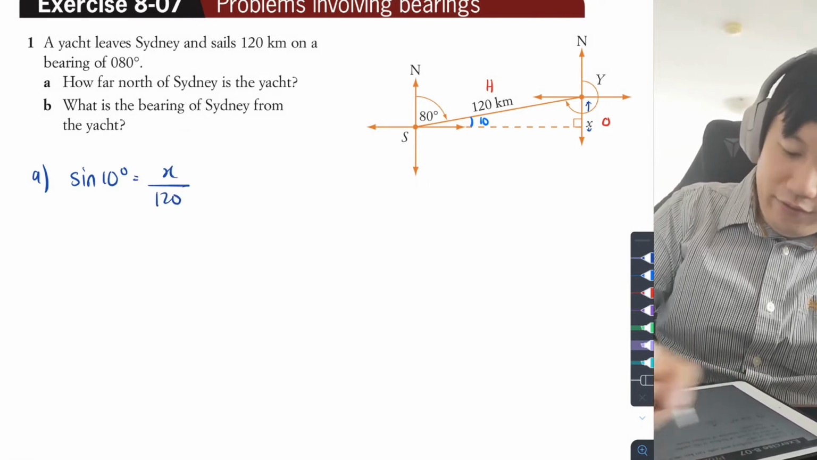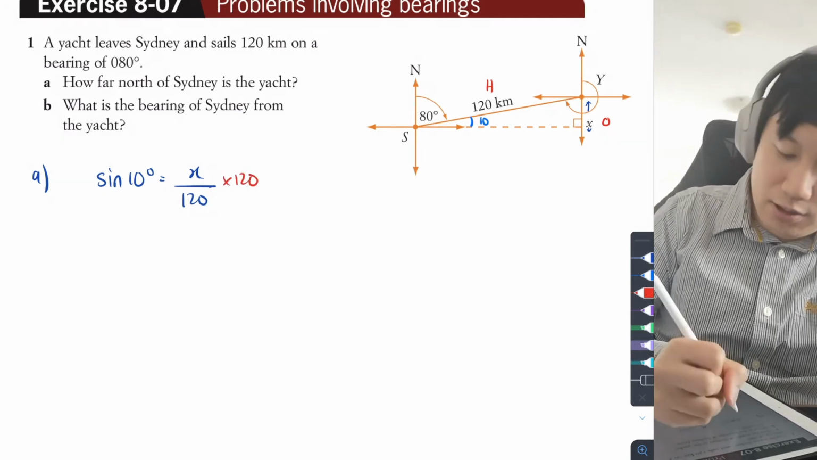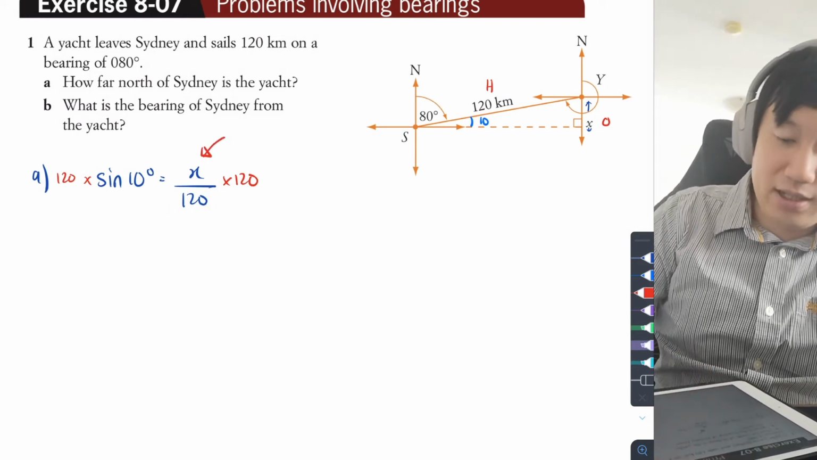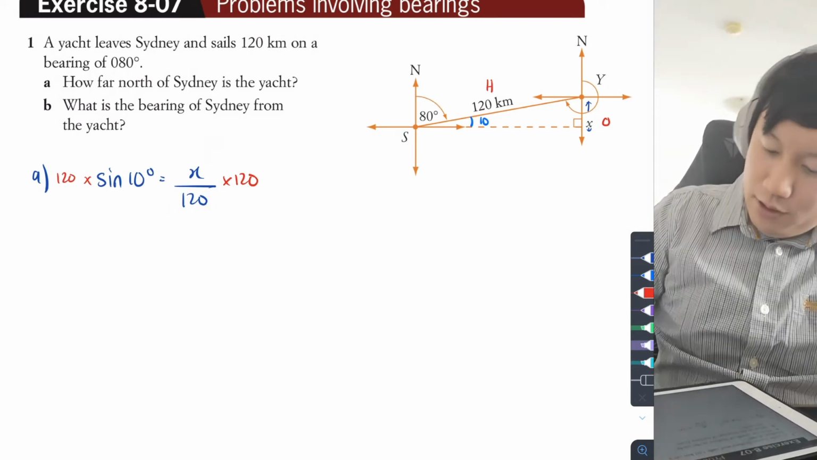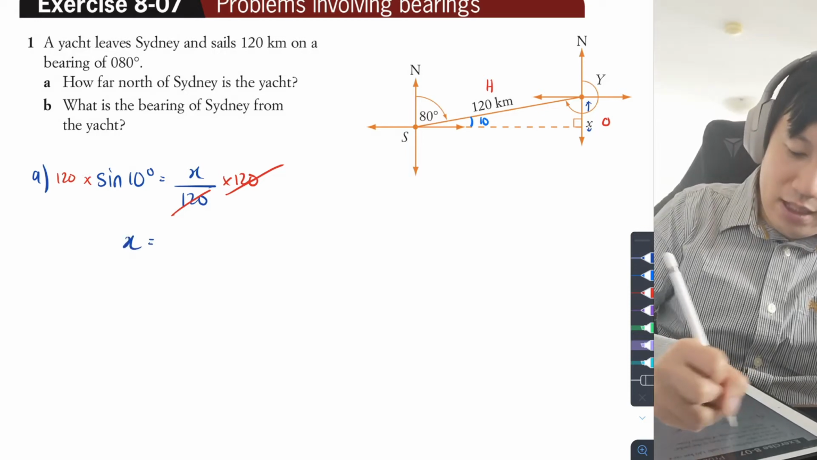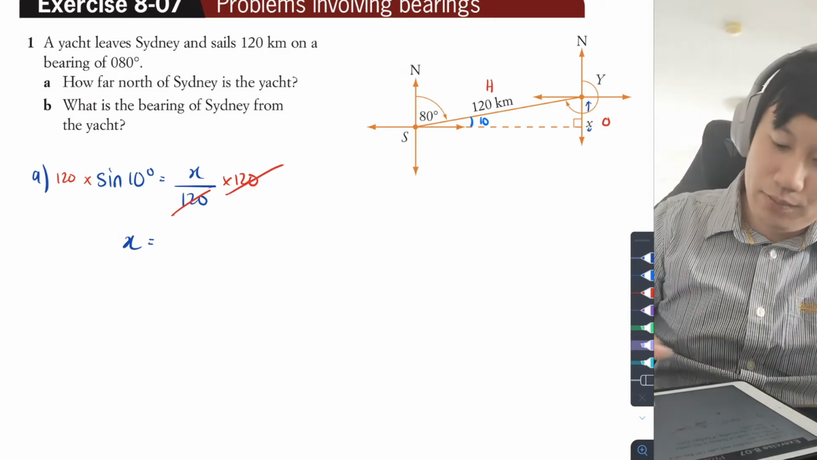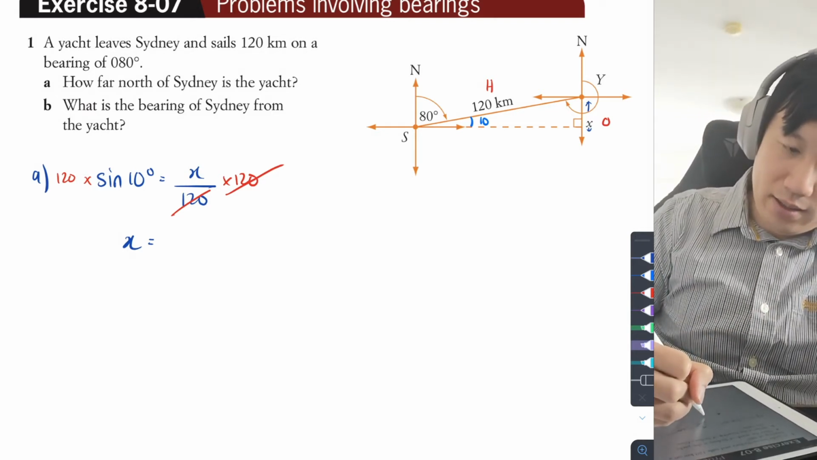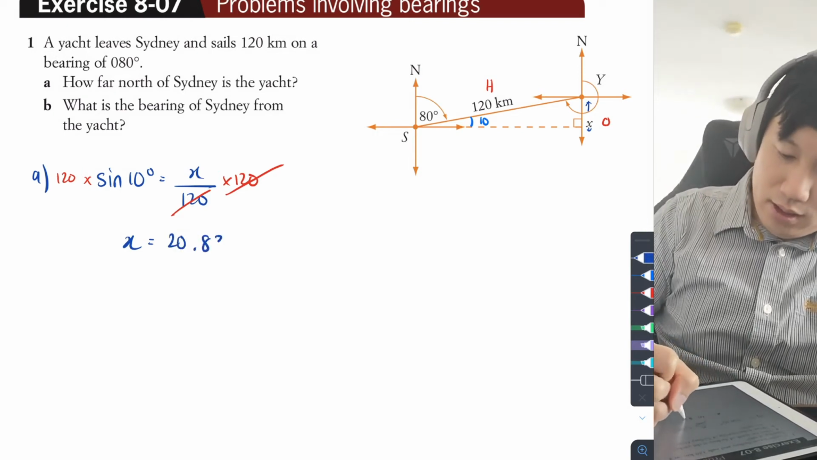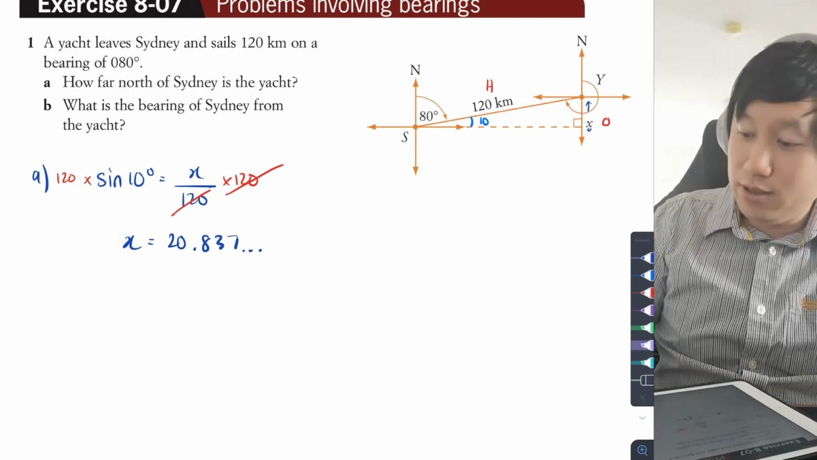Now, if I wanted to solve for x, I need to multiply this by 120 on both sides to get rid of that 120 there, so that I have x left. Okay? So if I cancel that out, then x is simply equal to this. So 120 sine 10 is going to give us 20.837. And it doesn't say what to round to, so I'm just going to round to 1 decimal place.